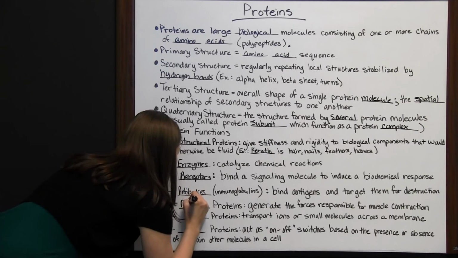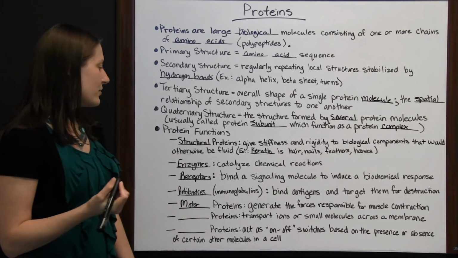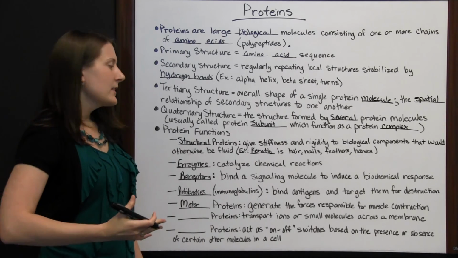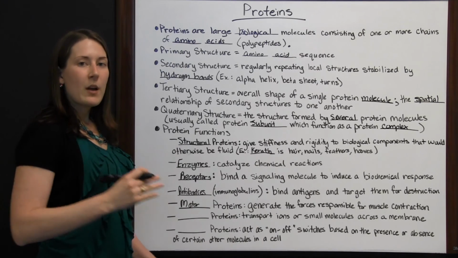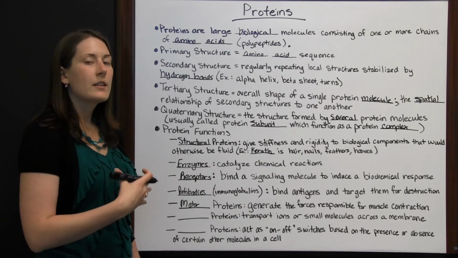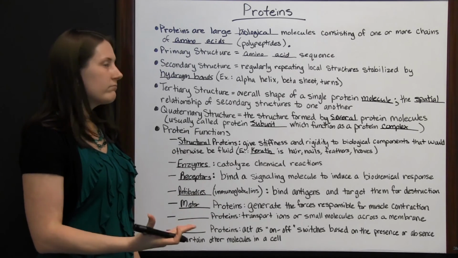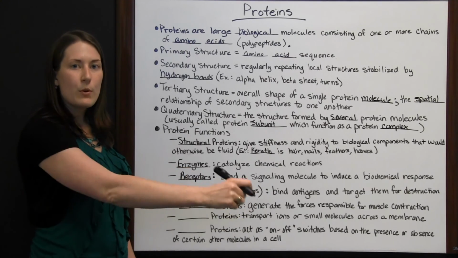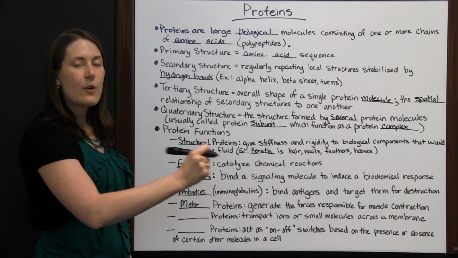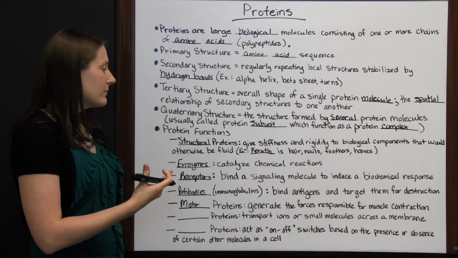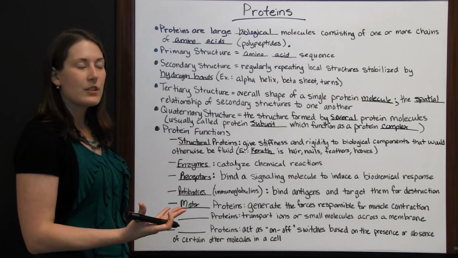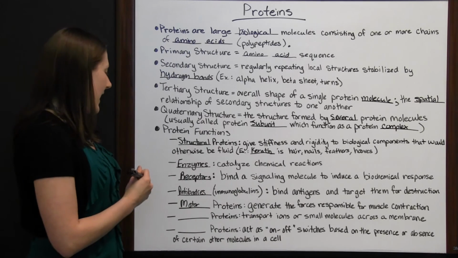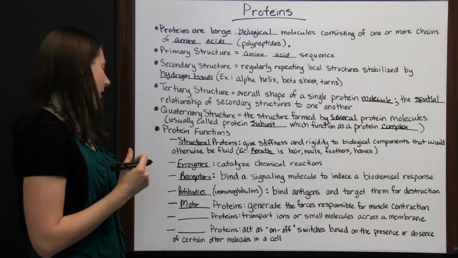We also have motor proteins. And motor proteins generate the forces responsible for muscle contraction. So think about your motor functions, being able to move your muscles, being able to move around. All of those are able to happen because of these motor proteins. So if you're able to move your arm back and forth, if you're able to close and open your hand, those are happening because of muscle contractions, and those muscle contractions are generated by motor proteins. If we didn't have those, we wouldn't be able to contract our muscles like we are.